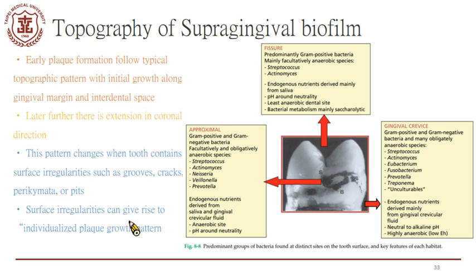Of course, as I put in the previous presentation, the topography of supragingival biofilm will be modified by the growth pattern where you are. The pattern changes with surface irregularities, such as grooves, cracks, and pits. Surface irregularities can give rise to individualized plaque growth patterns. That means that depending if you are in an interproximal region, in a fissure of the molars or premolars, or in a gingival crevice, the type of bacteria that you will have will change entirely, and it will behave differently, because you have different endogenous nutrients.